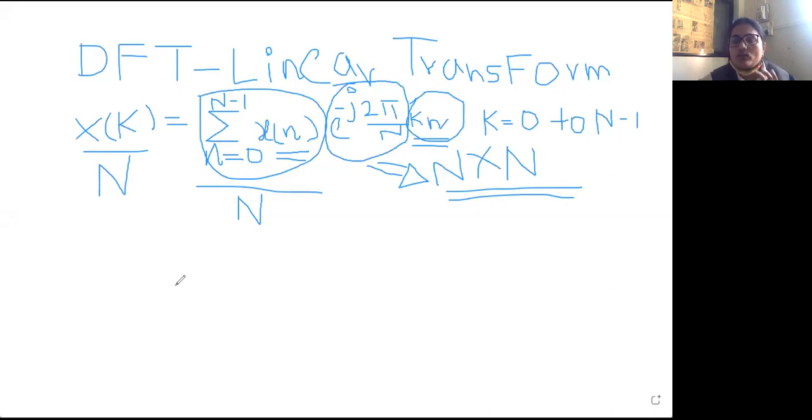Now I want to represent this entire discussion in matrix format. So x of k has n samples, and I am going to represent that by a matrix. So this is 1 by n.